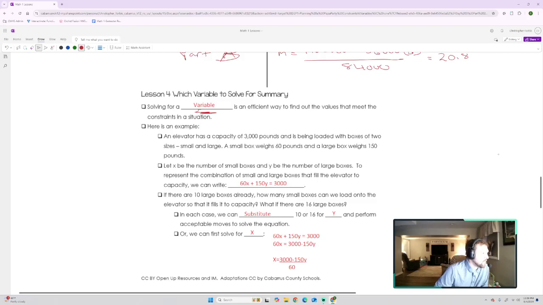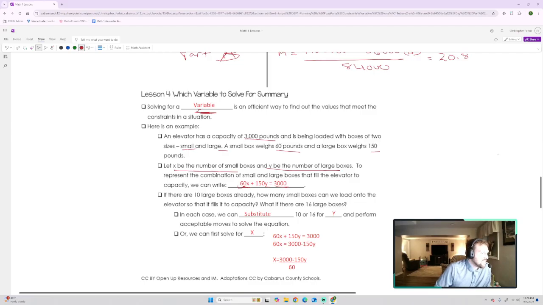Here's an example. An elevator has a capacity of 3,000 pounds and is being loaded with boxes of two sizes, small and large. Small box weighs 60 pounds, large box weighs 150 pounds. X is the small boxes, Y is the large boxes. And to represent the combination of small and large boxes, we can write it just like we've been doing. 60 pounds for every small, 150 for every Y, and my constraint is 3,000.